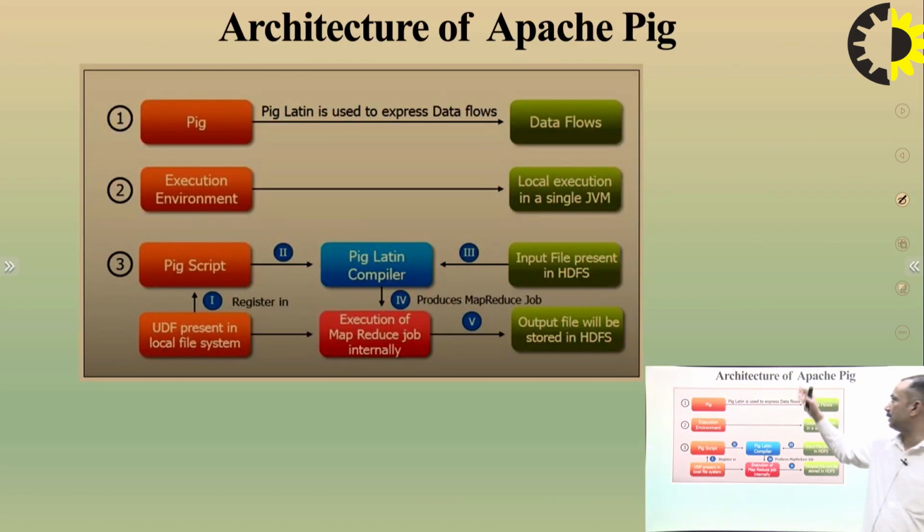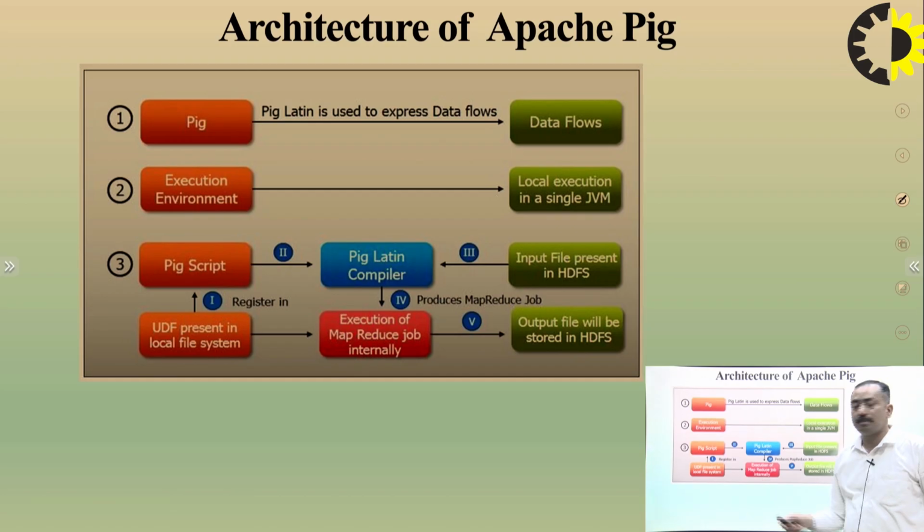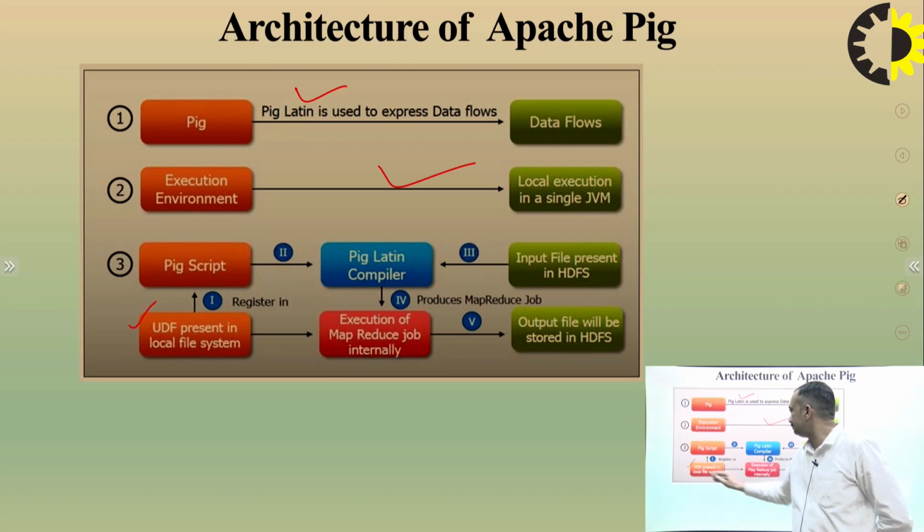Then we have the architecture of Apache Pig. This is the basic flow of Apache Pig. Pig Latin is used to express data flow. Pig Latin basically is the language of Pig used to express data flows. First one. Second, the execution environment: local execution in a single JVM, Java Virtual Machine. Then we have the flow of data.